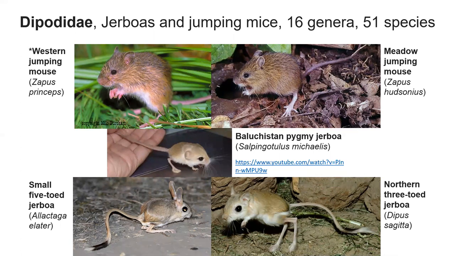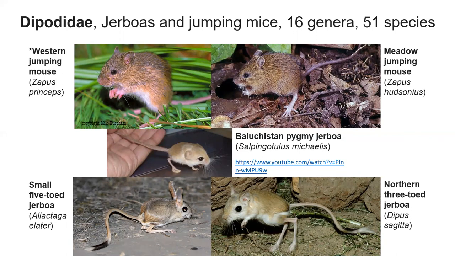For the species that we have in the US, these jumping mice have relatively long feet and very long tails, and they hop around, but otherwise they look rather mouse-like. However, if you look at the jerboas, which are native to Asia and Africa, you see something very different. You see sandy coloration, larger bodies, a very long tail, and huge feet hopping around all over the place.